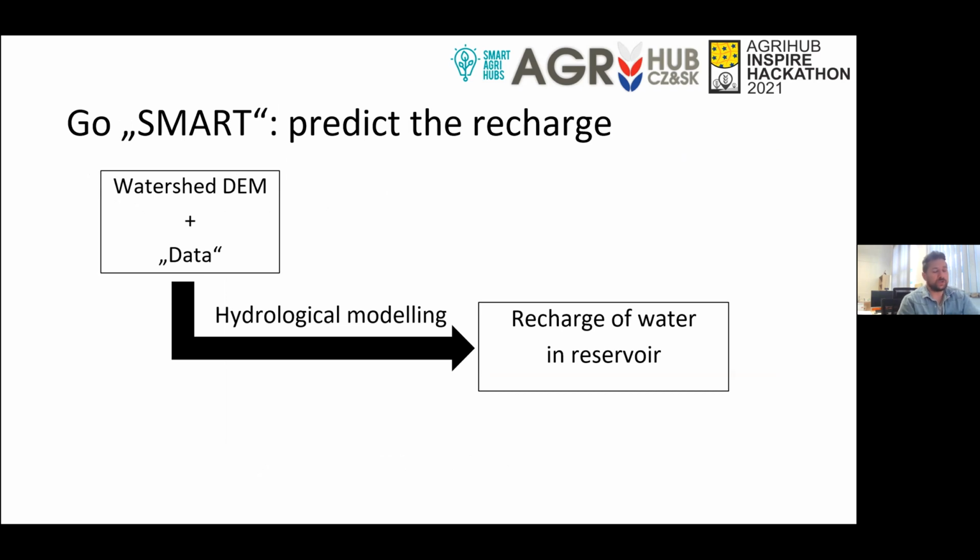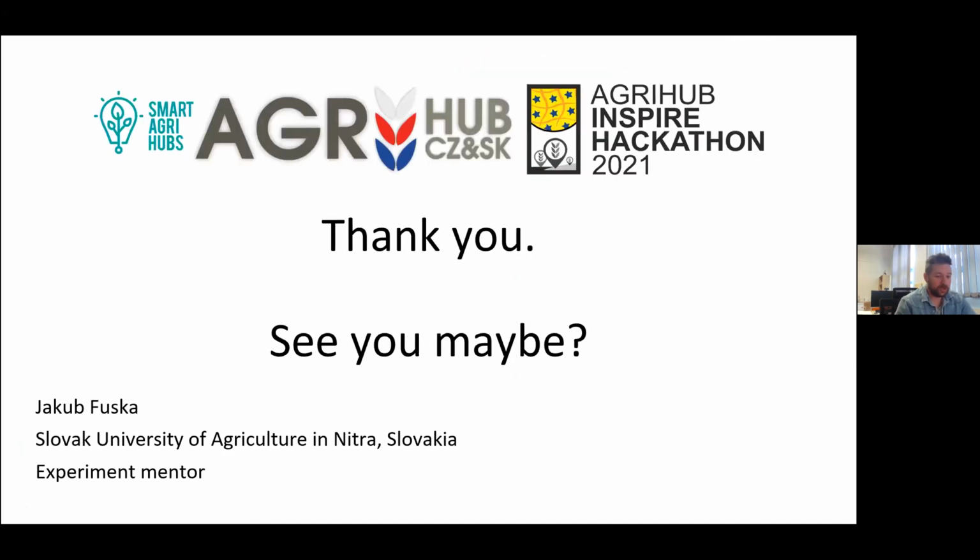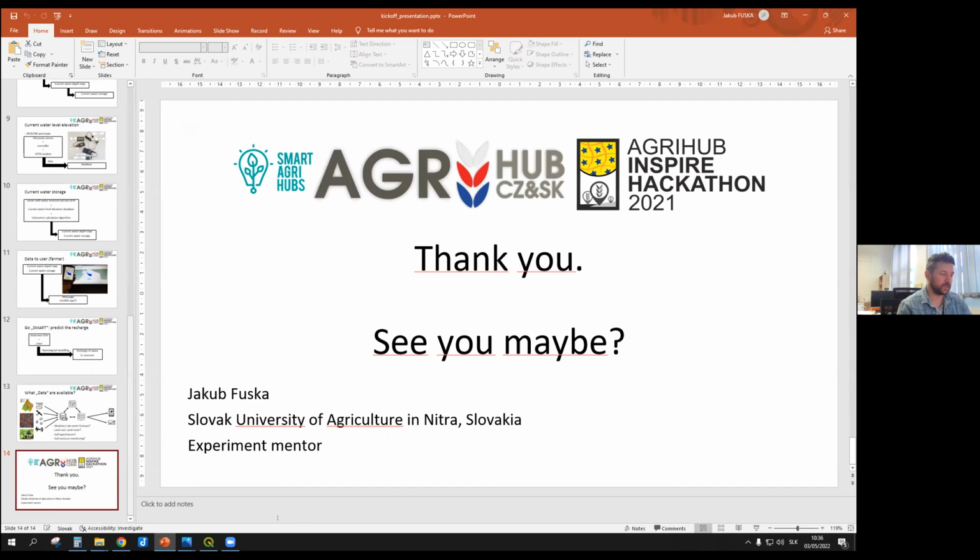If we are talking about the recharge and the amount of water that will flow to the water reservoir, we will deal with hydrological modeling based on the data from the soil moisture sensors, from the weather forecast, from the soil and land use, and so on. Some of those data are currently free to use, such as the digital elevation model, as I mentioned, land cover from CORINE, and OpenWeatherMap, which currently provides us the weather forecast. This is how we plan to operate it, and I would like to show you some of our progress.